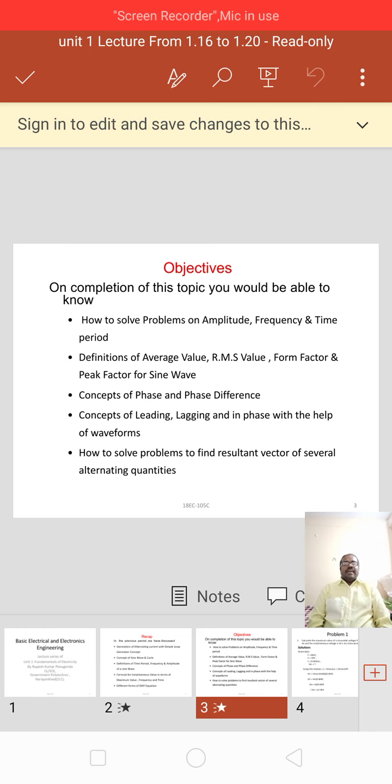Concepts of phase and phase difference. Concepts of leading, lagging, and in phase with the help of waveforms. As well as how to solve problems to find the resultant vector of several alternating quantities. These are the objectives or the concepts of our today's class.